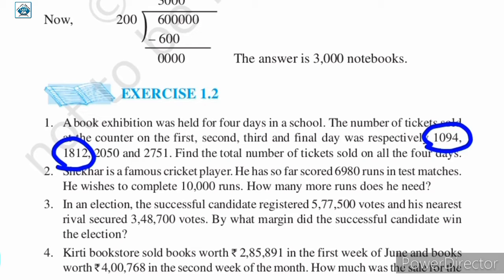The number of tickets sold on the third day was 2050, and on the final day, that means the fourth day, 2751 tickets were sold. So सारे days का आपको अलग अलग number of tickets given है. You need to find the total number. Always remember, whenever you need to find the total, you will add. So adding these 4 numbers, you will get the total number of tickets that were sold on all the 4 days.